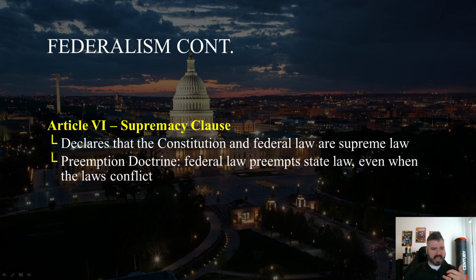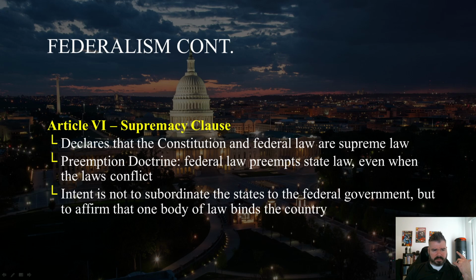Right? Also, we see this preemption doctrine, that is federal law that preempts state law, even when those laws conflict. Right? The intent is not to subordinate the states to the federal government, but to affirm that one body of law binds the country. So we don't want mass confusion here, right? We don't want to see a situation where various laws are passed by these states, and there's no sense of uniformity, right? State laws do vary, absolutely, and we've seen with political culture some of the impact it can have. And so we do have regional differences, but the intent here is to ensure that there is one clearly established law and that there is not a violation of that. That's what we see here.